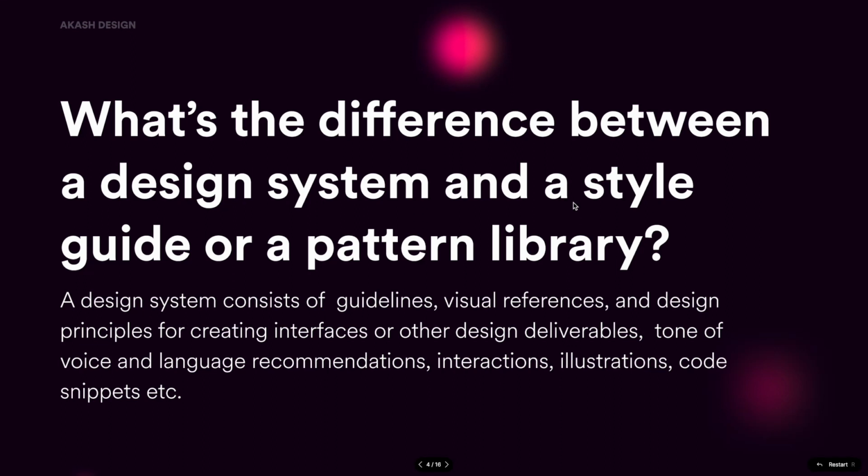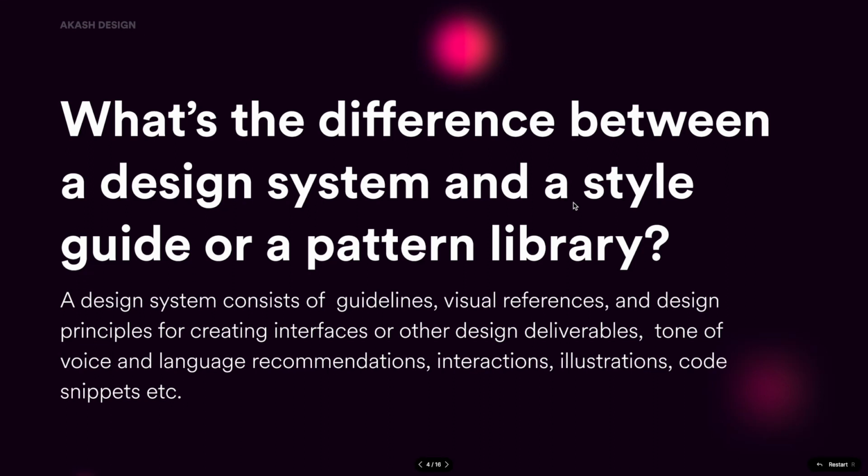Whereas a design system is much more than a UI system. A design system consists of not just UI elements, but also guidelines, visual references or visual mood boards, if I would say, design principles of creating interfaces, what are do's and what are don'ts, right? Other design deliverables, tone of voice, how the language on your product should be, interactions, illustrations, how the theme of the illustration should be, and even code snippets as well. So a design system is a much bigger term.